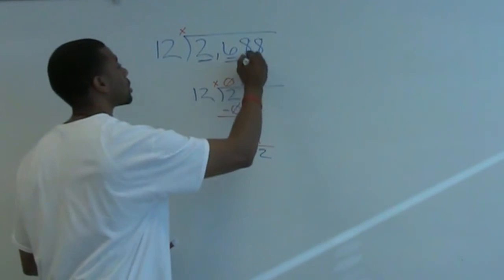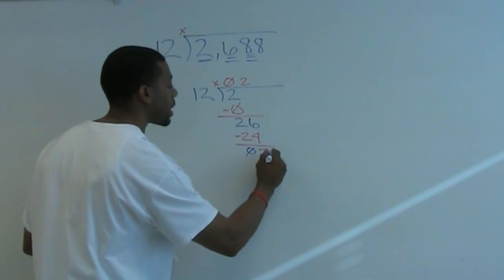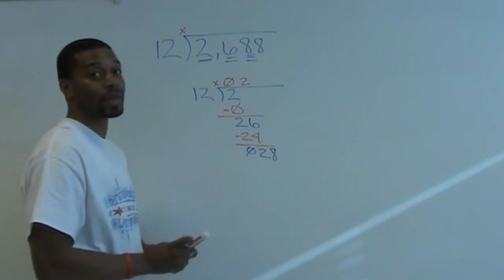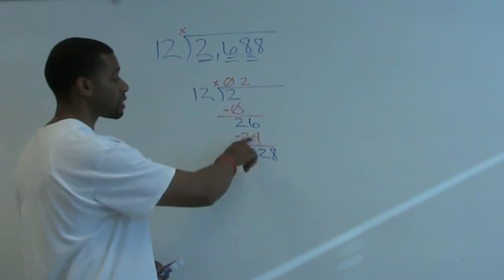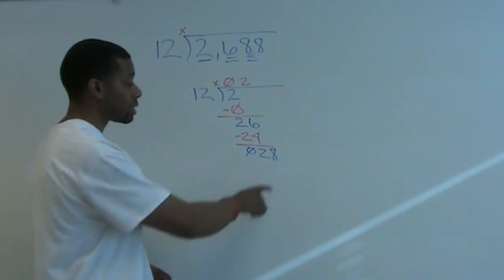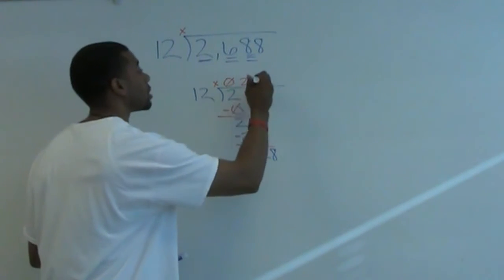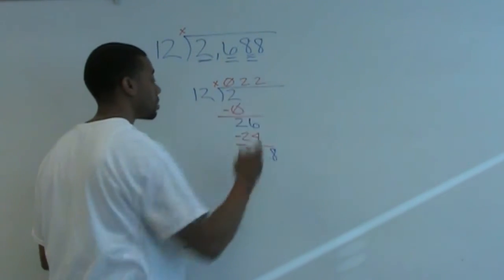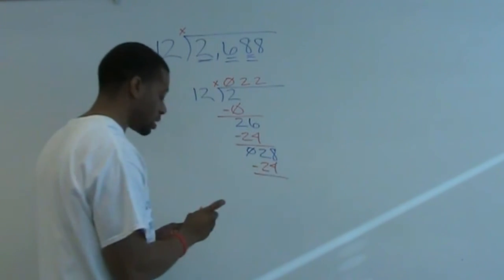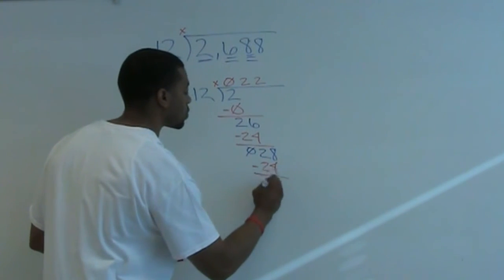And now we're going to go to our third digit, which is 8. We're going to bring our 8 down right next to our remainder, which was 2, making our new number 28. We just discovered that 12 times 2 is 24, and 12 times 3 is 36. 36 is still larger than 28, so we're going to have to go with 24 again. So we're going to put another 2 up here. 12 times 2 is 24, so now we're going to subtract 24 from 28, leaving us with 4.